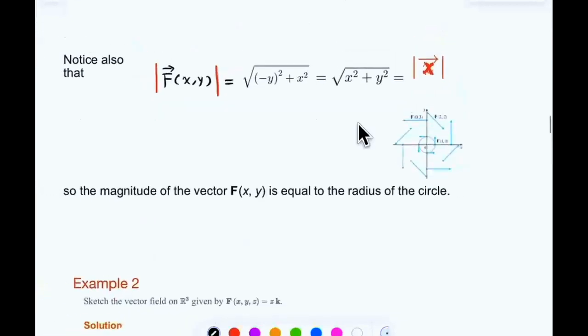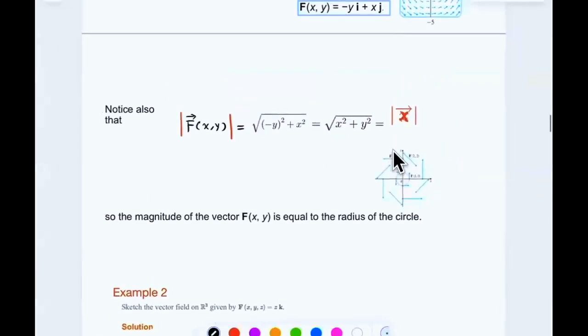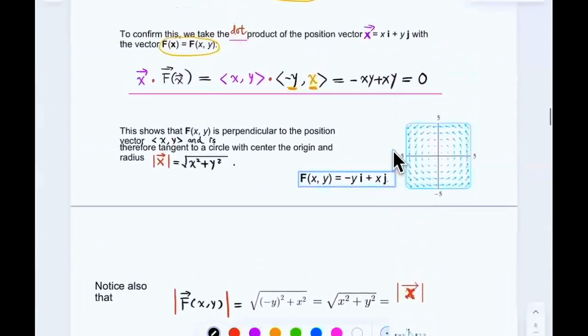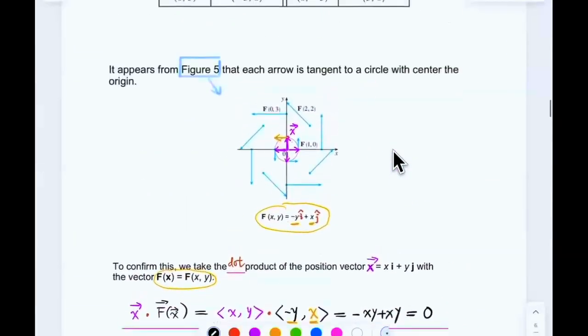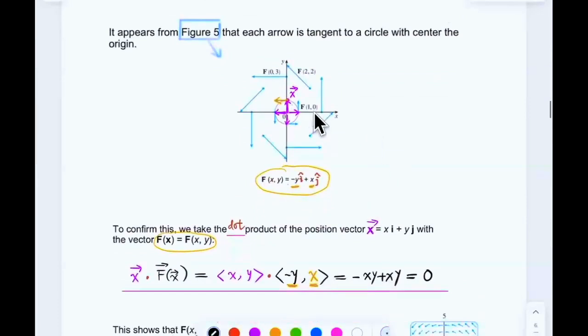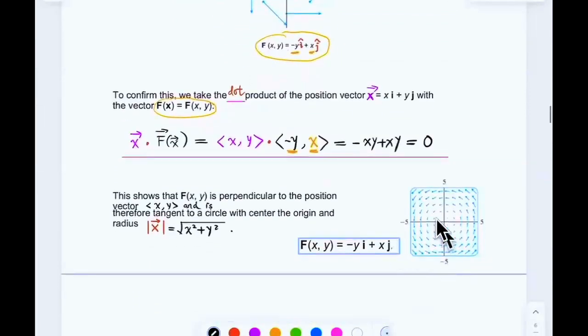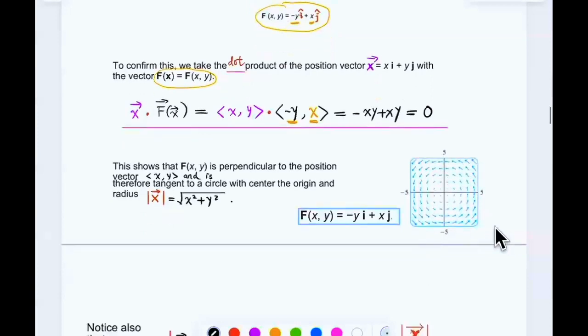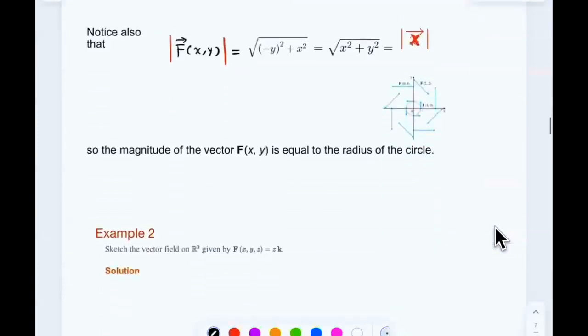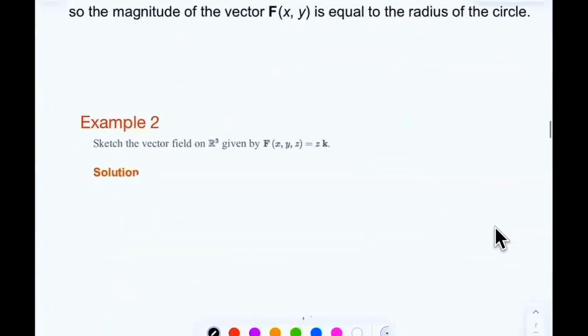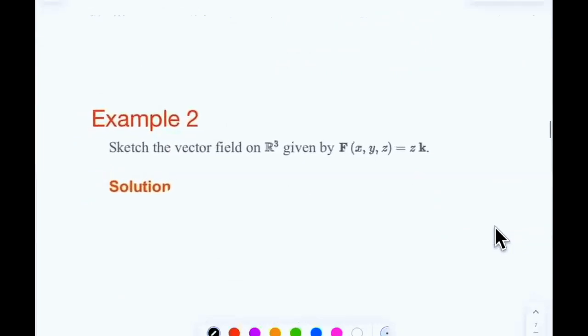Great. So that's the first example. We draw a vector field according to the formula. We make a table and start plugging the points in to get the vectors, and the more vectors we get, the better picture we get of the vector field. So this looks like a tornado, you said. Okay, great. Now I want you to try the second example.